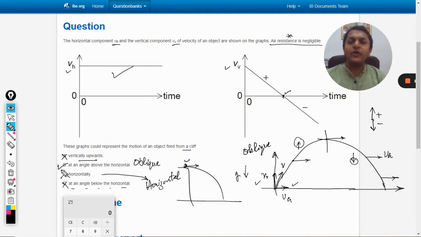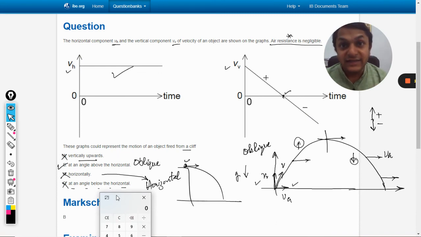Let us verify it from the IB mark scheme. Exactly, the answer is B.